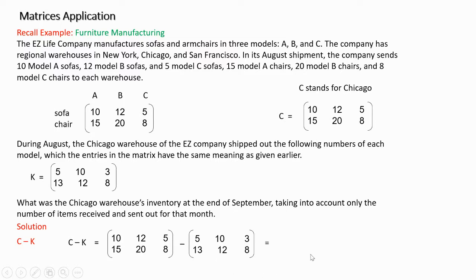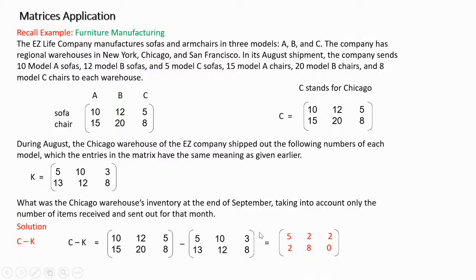So it's going to be 10 minus 5, which is 5. 12 minus 10 is 2. 5 minus 3 is 2. 15 minus 13 is 2. 20 minus 12 is 8. And 8 minus 8 is 0. Okay, let me go back here.